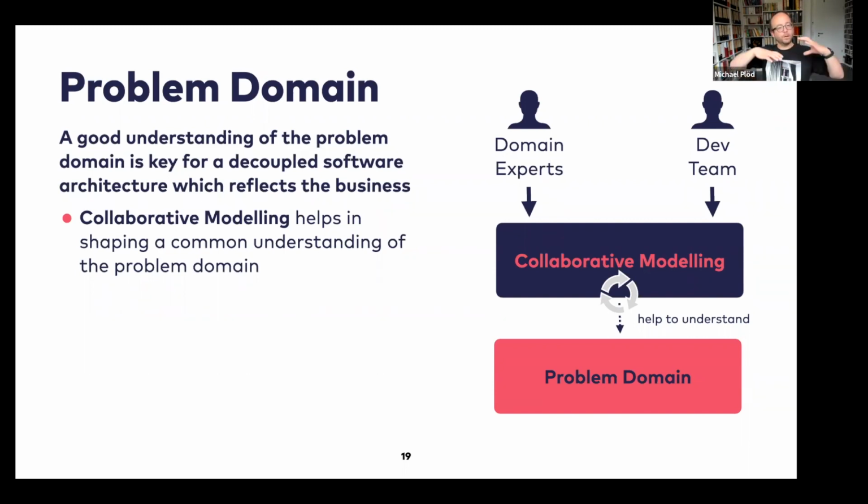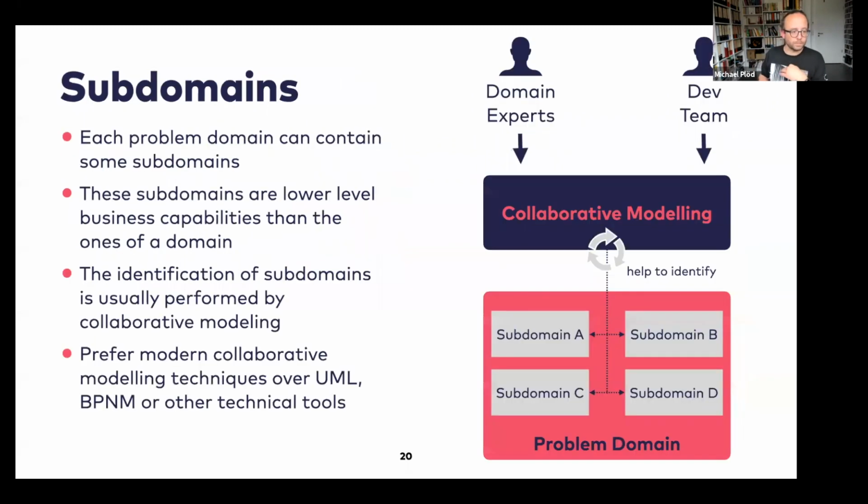However, the problem domain is a bigger construct. We need to segment that into subdomains. So basically, each problem domain contains a bunch of subdomains. They are lower level business capabilities. And what I want to focus on in the problem space are business capabilities. So what's the capability of the business that we need to solve?